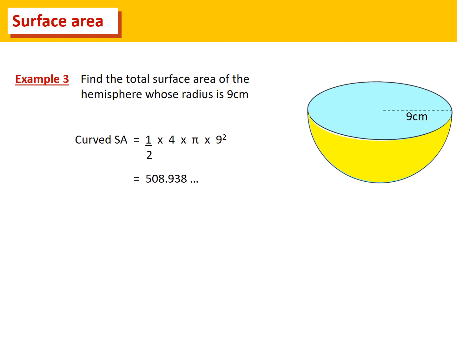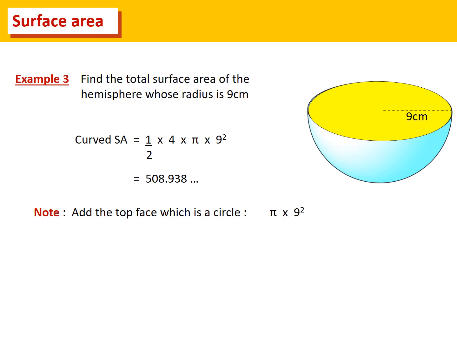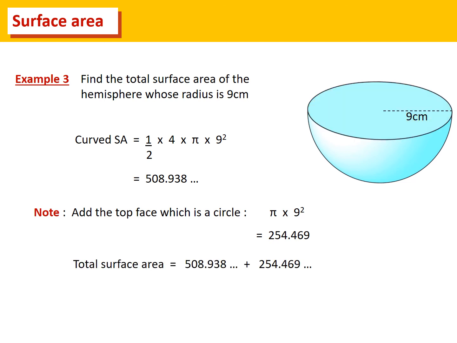And that works out to 508.938. But in addition to the curved surface area, there's also the flat bit, which is a circle. And that's the top face. The radius is 9 centimeters, so it's pi times 9 squared because it's just the area of a circle. That's 254.469, and we add those two together to give the total surface area, and that's 763 square centimeters to 3 significant figures.